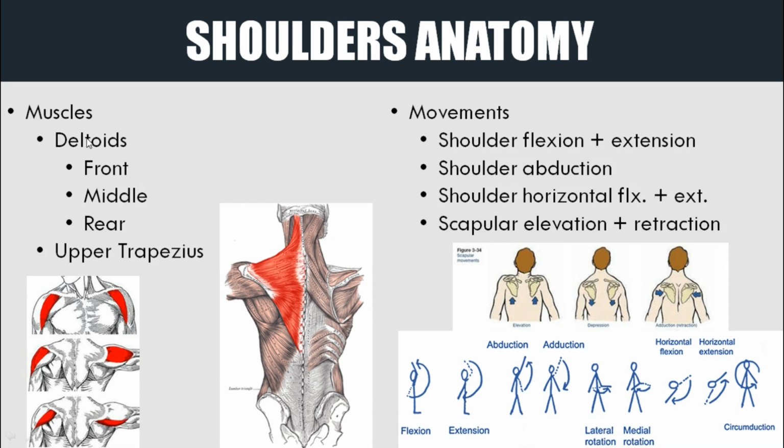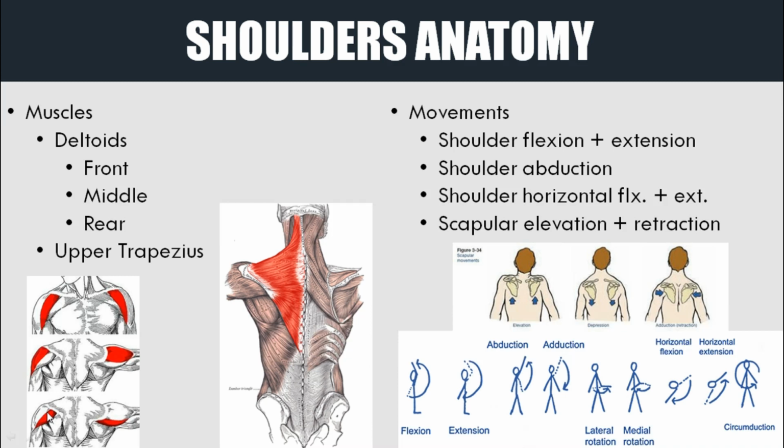So the muscles of the shoulders are going to be the deltoids, so the front, middle and rear deltoids, and we're also going to include the upper trapezius in this video. The front, middle and rear deltoids are the three heads of these big round shoulder muscles here. As the name suggests, the front deltoids are on the front, the middle are medial to the body, and then the rear are the backmost deltoid muscle.